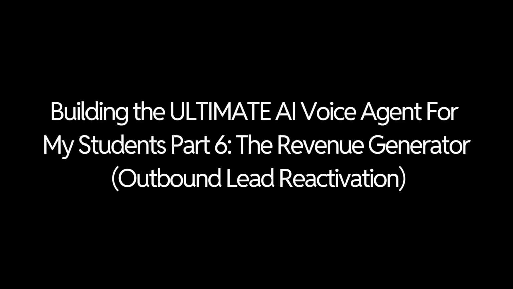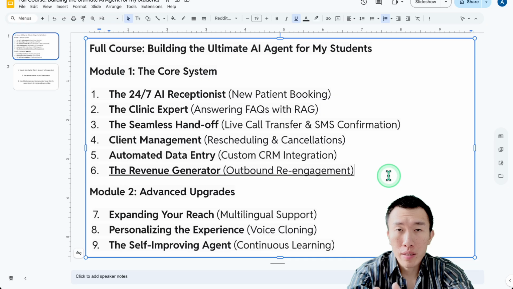Part 6 of building the ultimate AI agent for my students, the revenue generator, outbound re-engagement, also known as lead reactivation. Now, if it's one video or one part that you're going to watch from this entire course, this is going to be it. Why do I say that? This agent is going to be the single agent that gets the most return on your investment.